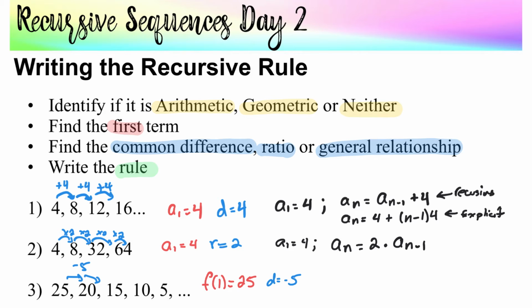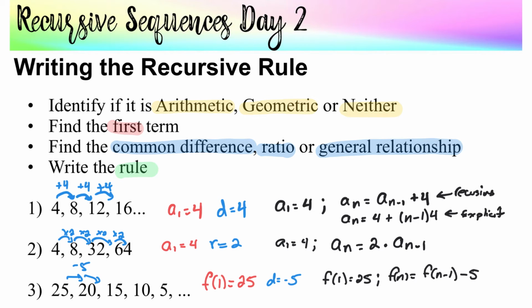So when we write our final answer, I'll write f of 1 equals 25, because remember, you always need that starting value. Then f of n is equal to f of n minus 1 plus our common difference. But our common difference in this case is down 5, so minus 5. And that's going to be our recursive rule.